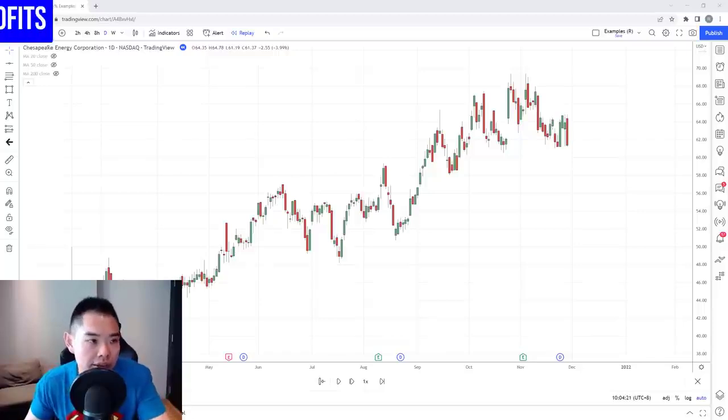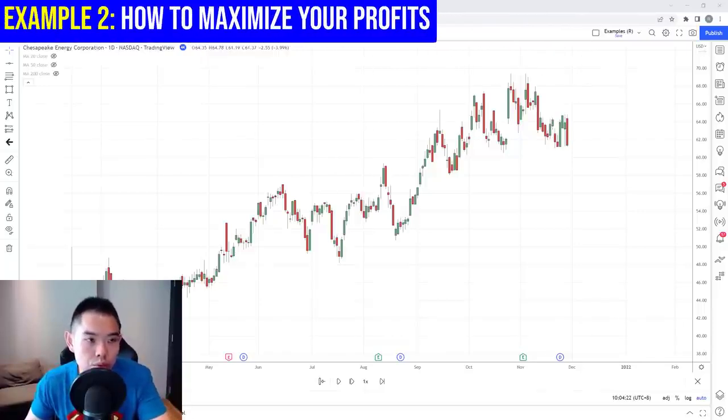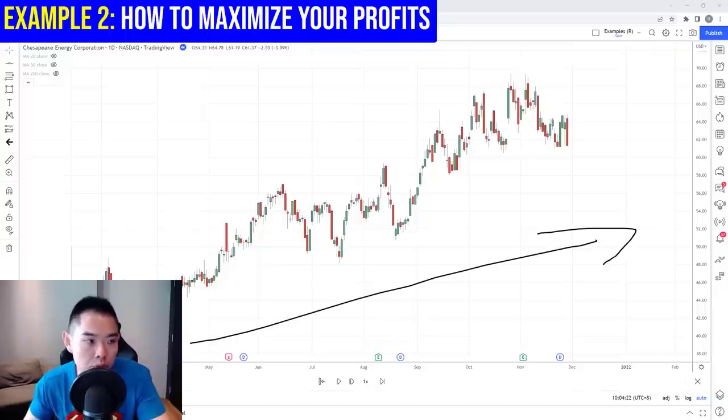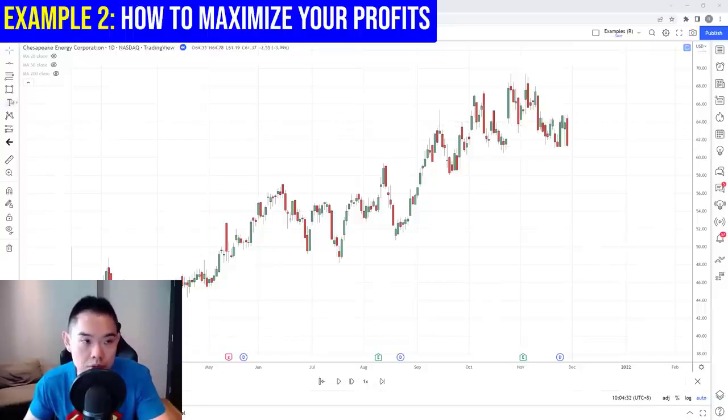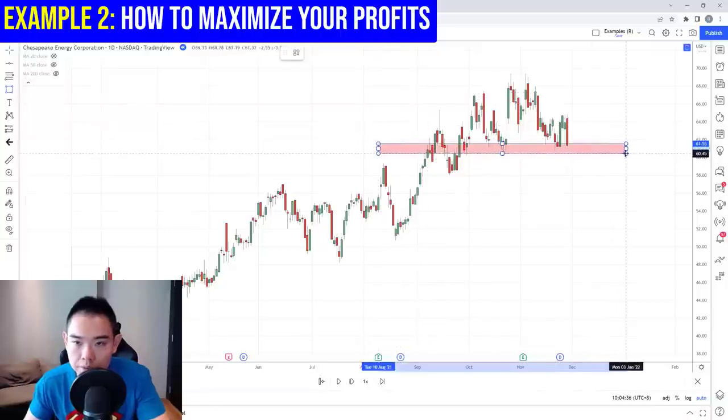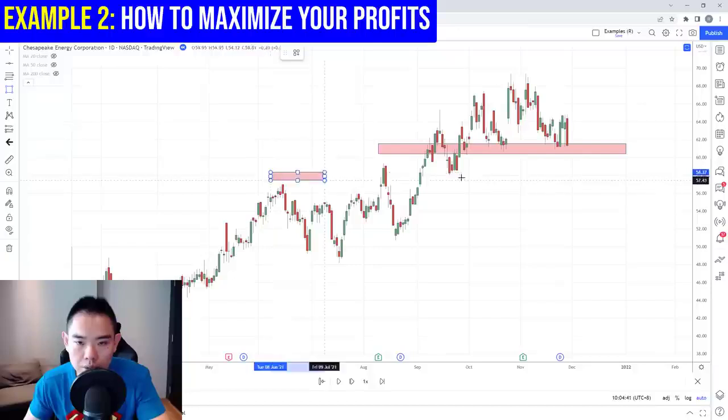Okay, moving on, another example, and this time around we will move to the stock markets. This is the stock of CHK, and again, the same principle applies. This market is in an uptrend, so in an uptrend we want to look for buying opportunities near support. So if I were to draw support, what's interesting is that over here I'm seeing an area of support, and I'm seeing another area of support just shortly below here, there's another one over here.